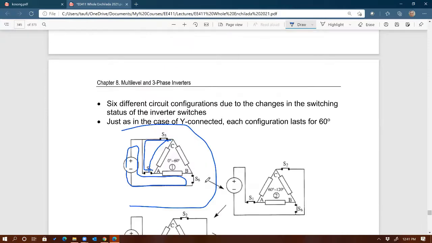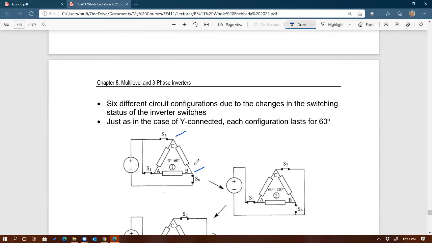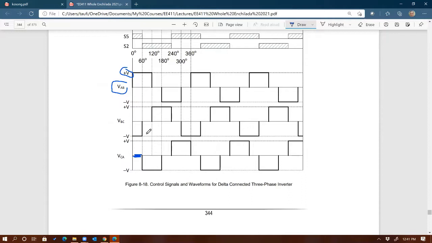And then the last one is VBC. Let me erase this. So VBC is from here to here. You can see the plus of the VBC is connected to the minus of the input. The negative of VBC is connected to the plus of the input, so they're inverted. Therefore, I know that for this time segment, VBC is equal to minus VDC. And so on and so forth. Are there any questions on this? No?